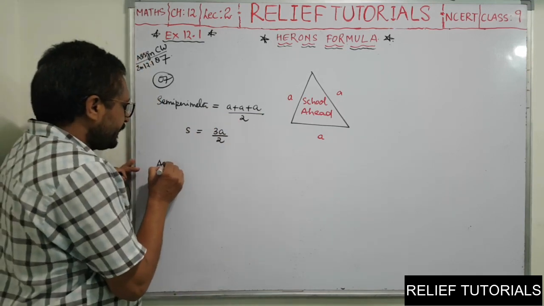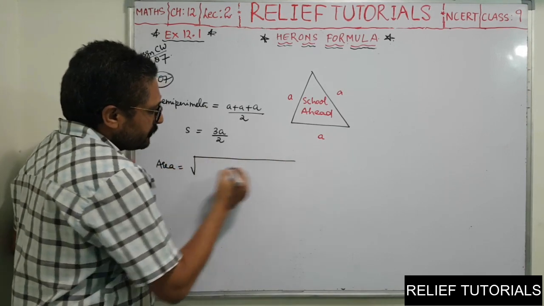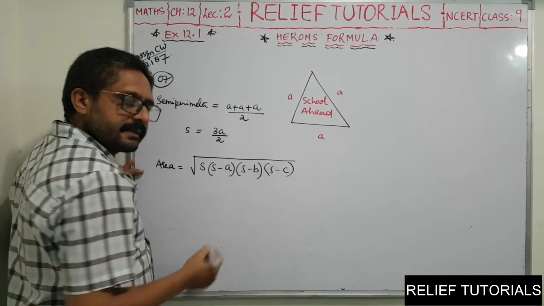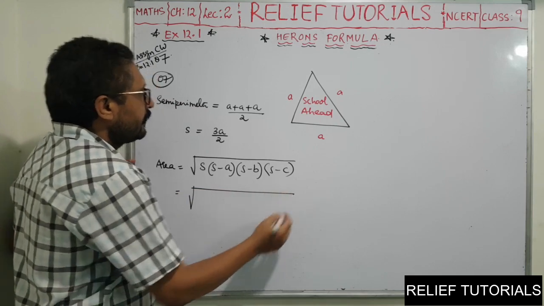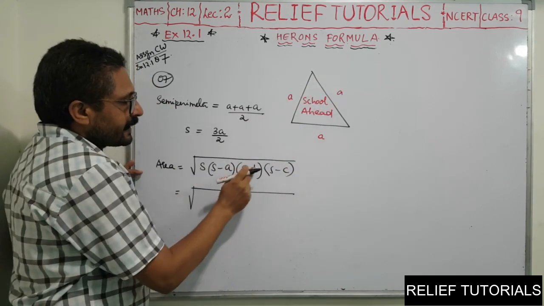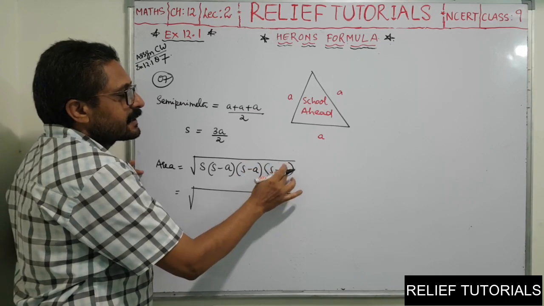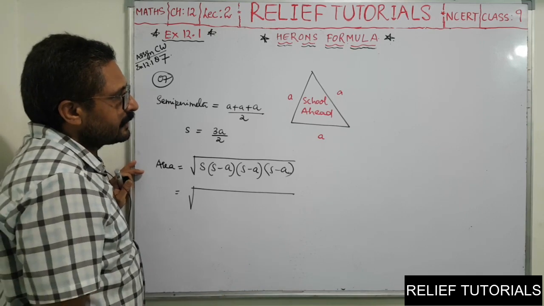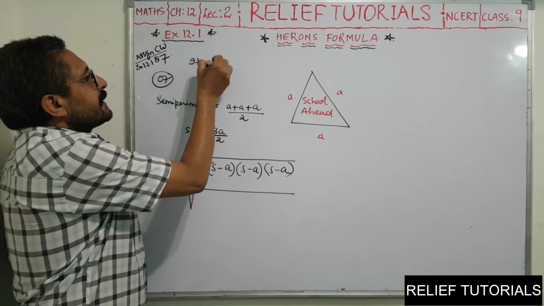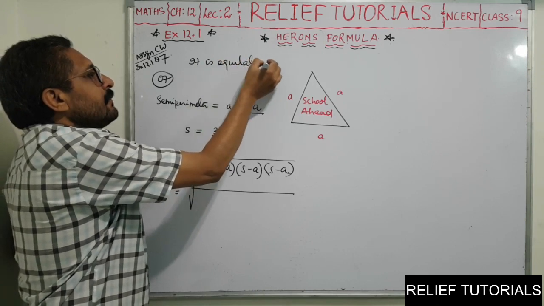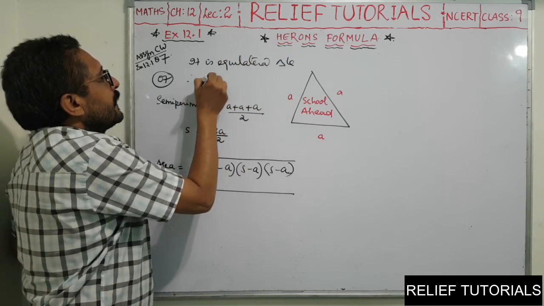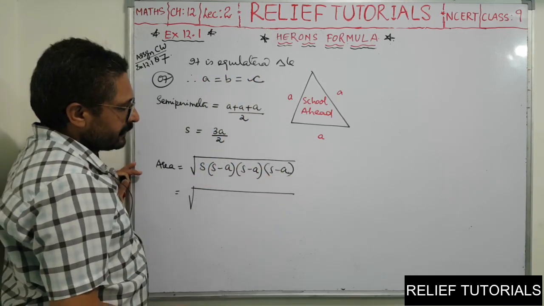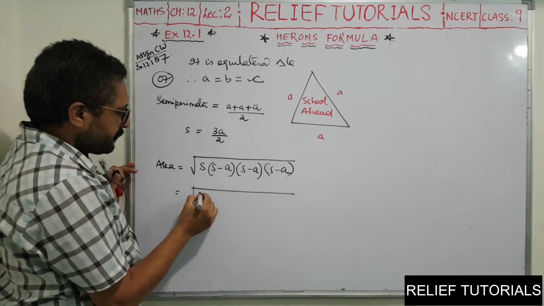So now you know the required area by using Heron's formula is under root of S minus A, S minus B, S minus C. So here, all three sides are A, so I can write here S minus B. Instead of B I can write A, instead of C I can write A. Why? Because it is an equilateral triangle, the measure of all three sides are equal. So therefore A is equal to B is equal to C. In place of B I have written A, in place of C I have written A. So now S is 3A by 2.